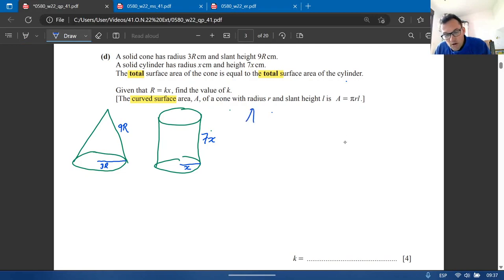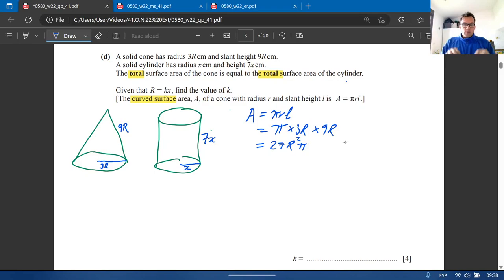The curved surface area of a cone is pi r l. In our cone, the radius is 3r, so this is pi times 3r times l, where l is the slant height, times 9r. Okay, so to simplify all of that, 3 times 9 being 27, r times r being r squared. We can let the pi hang around like just another letter.